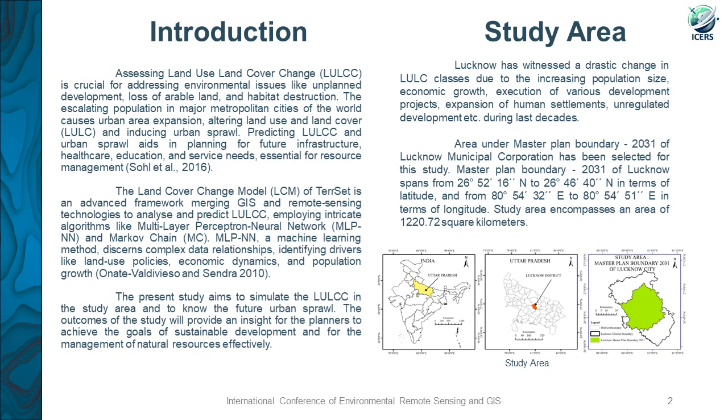The land cover change model of TerrSet is an advanced framework merging GIS and remote sensing technologies to analyze and predict LULCC, employing intricate algorithms like multi-layer perceptron neural network, MLP, and Markov chain. MLP, a machine learning method, discerns complex data relationships and identifies drivers like land use policies, economic dynamics, and population growth. The present study aims to simulate the LULCC in the study area and to know the future urban sprawl. The outcomes of the study will provide an insight for the planners to achieve the goals of sustainable development and for the management of natural resources effectively.